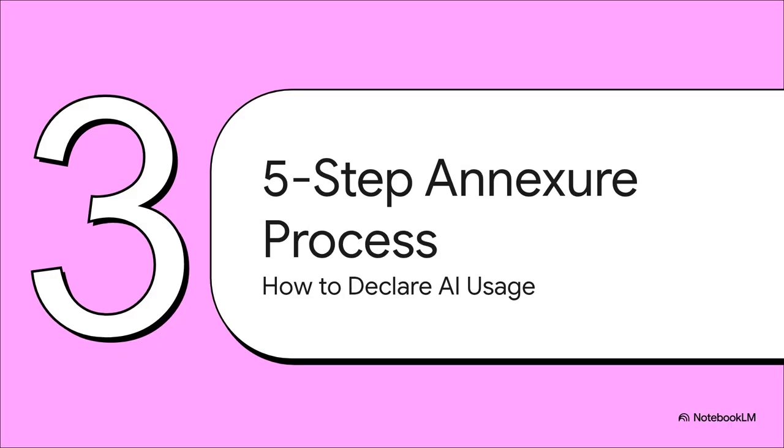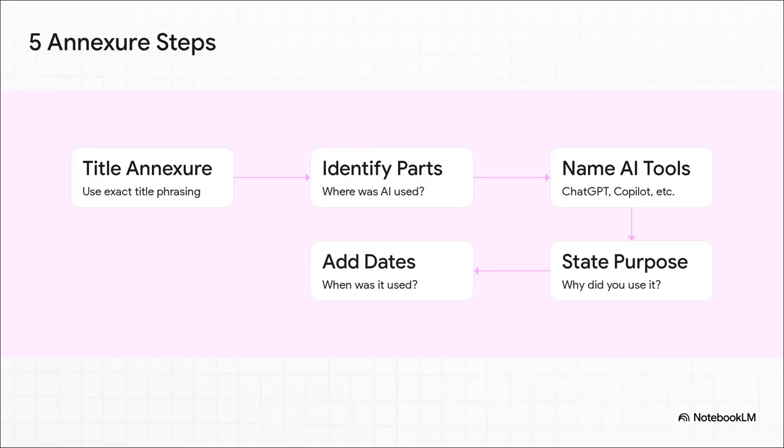Which brings us to part 3, the 5-step annexure process. Let me be your academic mentor for a second and guide you through this exact formula. To declare properly, there are 5 official steps. You need to formally title your annexure, identify the specific sections used, name the exact AI tools, state the purpose of the help, and add your dates of use.